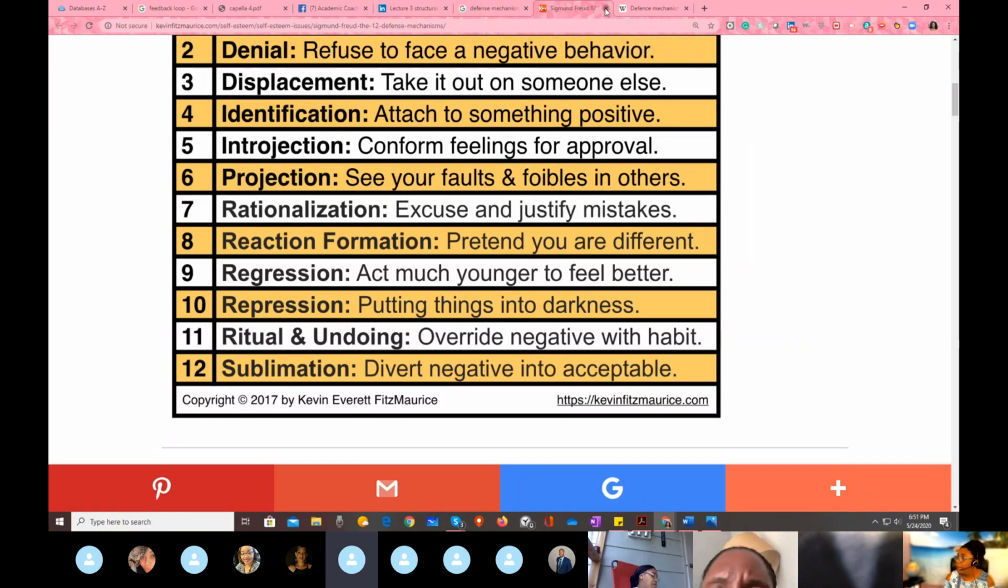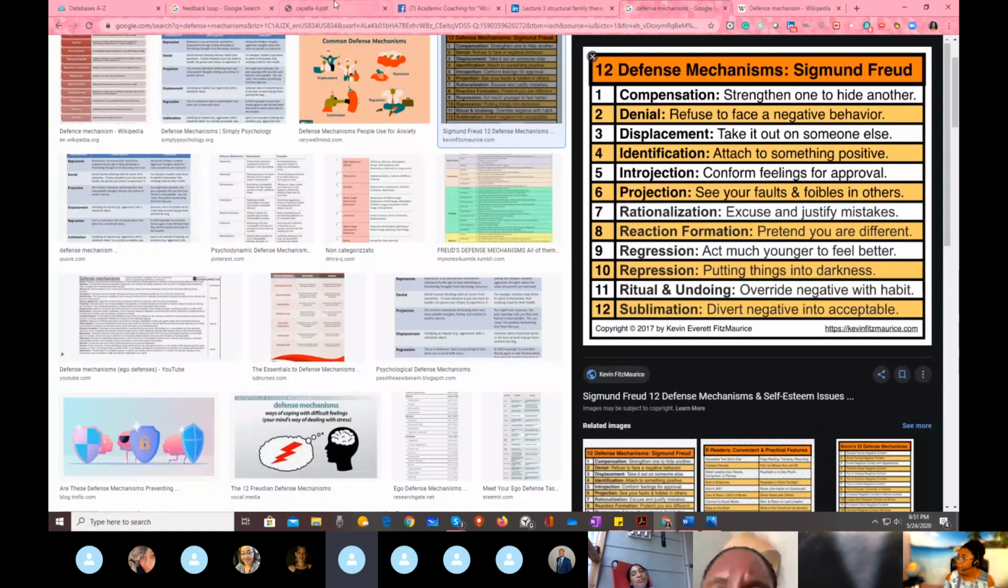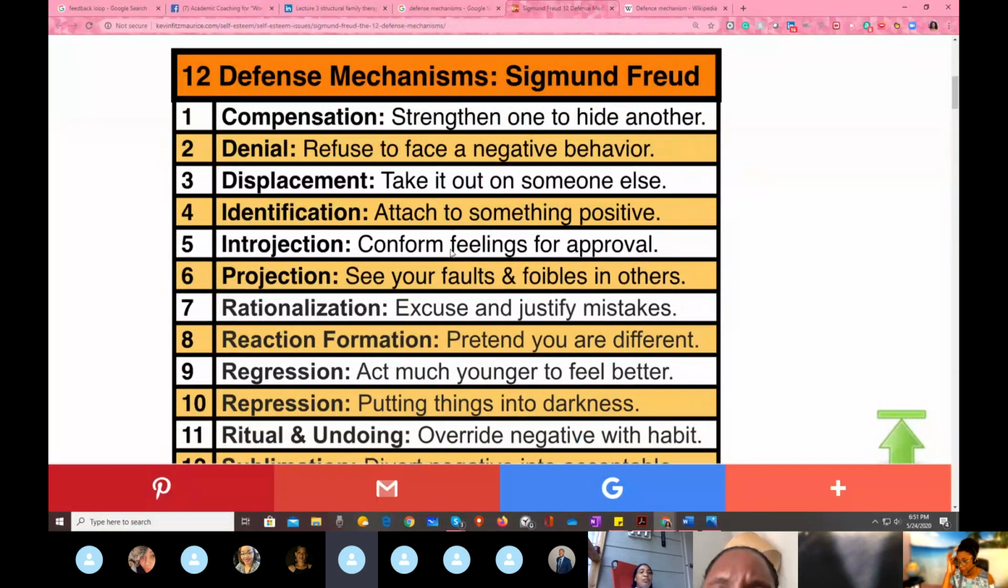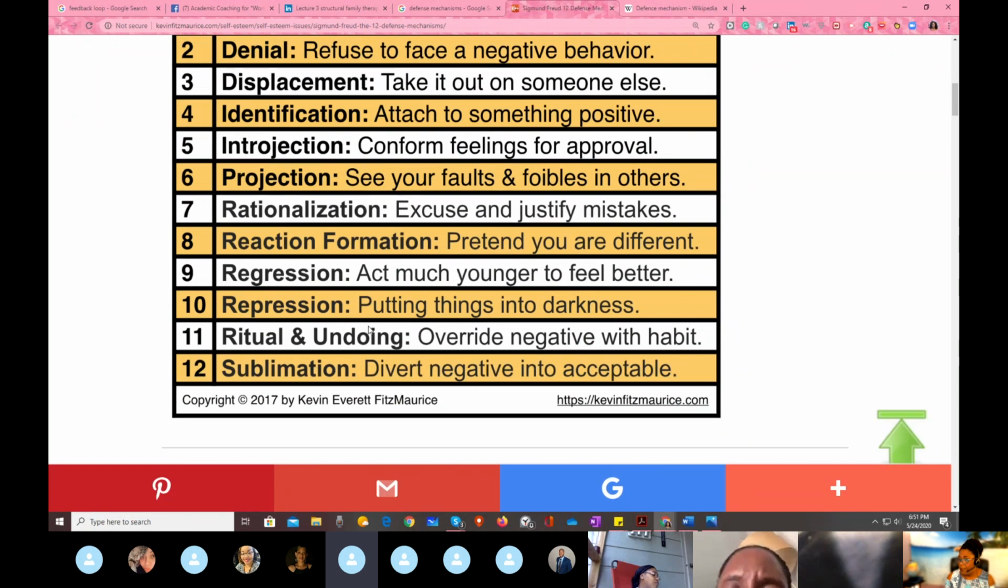Repression is when you are consciously aware, and suppression is when you're unconscious, I think. Oh, try the other way. Reverse. Oh, so repression is when you're conscious and suppression is unconscious.